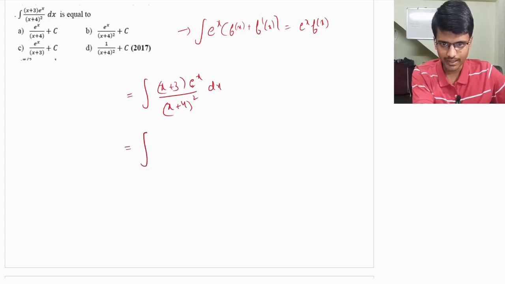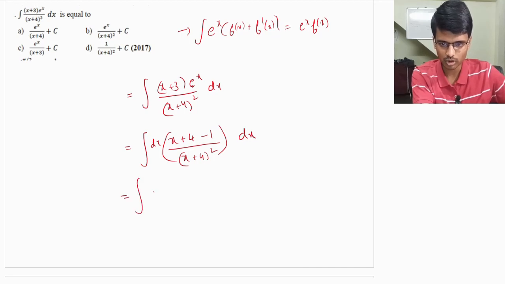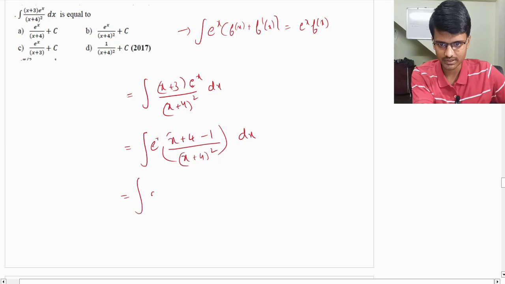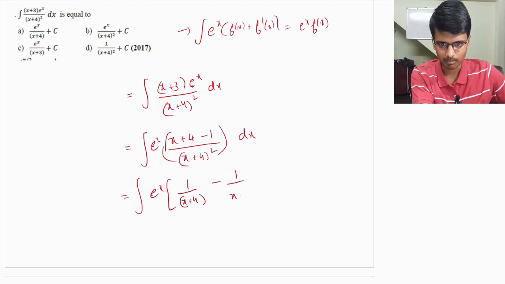So I can write x plus 3 as x plus 4 minus 1, divided by (x plus 4) whole square. Why have I written it as x plus 4? Because my denominator is (x plus 4) whole square. Sorry, this is e power x. Now x plus 4 gets cancelled, and I'm only left with (x plus 4 minus 1) by (x plus 4) whole square. Now it is in the standard form.